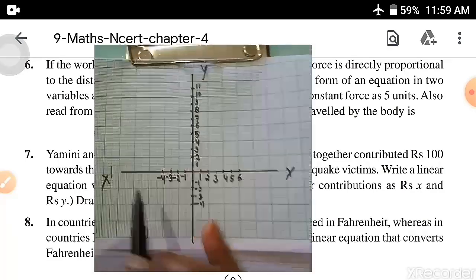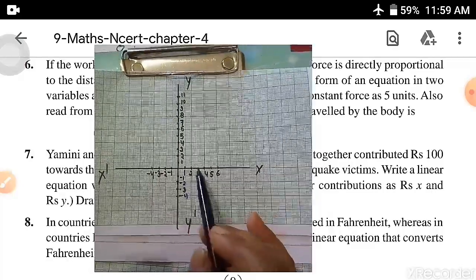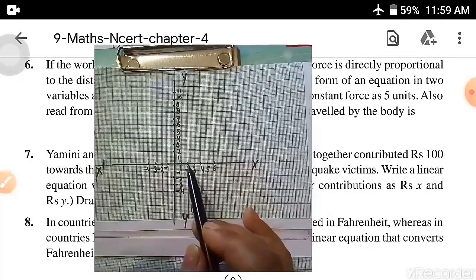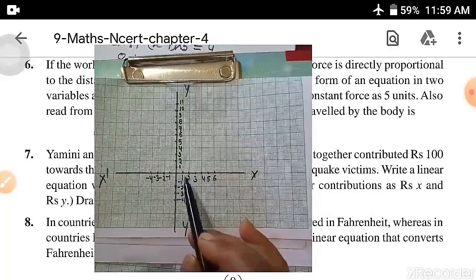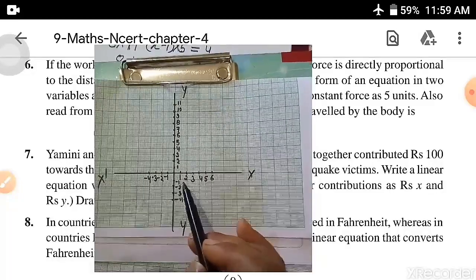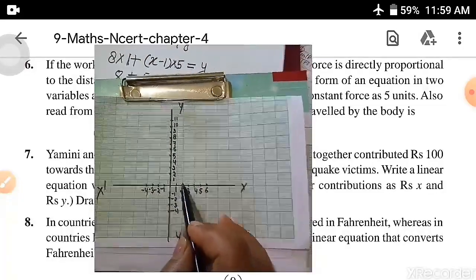You can see that I have not taken the whole blocks in this. You can take the equal values, either the whole block or the half block also. Otherwise you can take 1 centimeter equal to 2 units also, or you can draw it like that only. Now the first point is (2, 10).